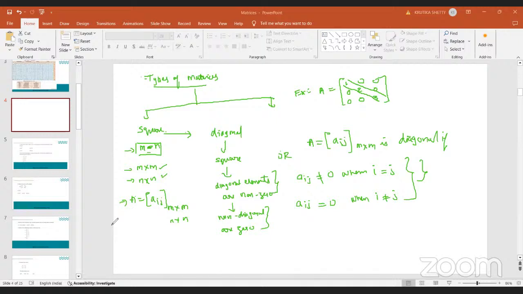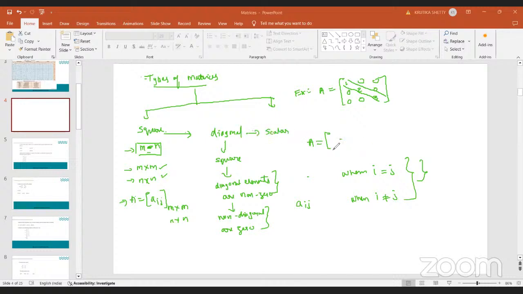So next we will discuss the next part. Again it is the same definition, but there is a little change. So we have understood what is diagonal, and the next matrix we will be discussing is the scalar matrix, after diagonal.